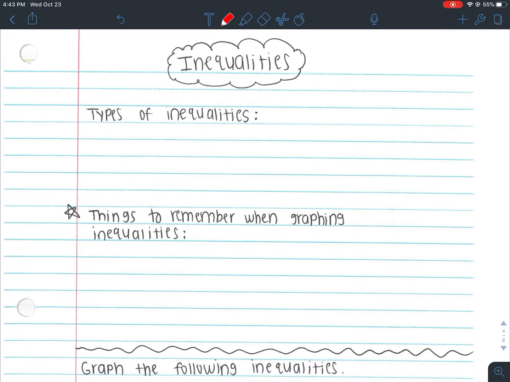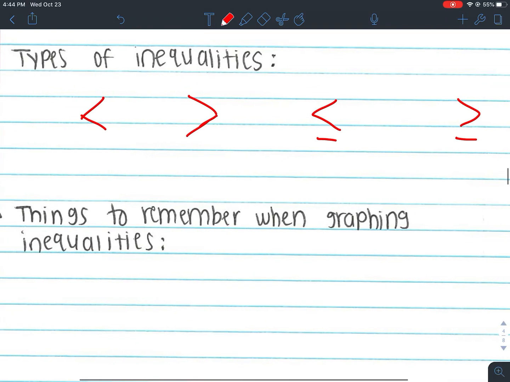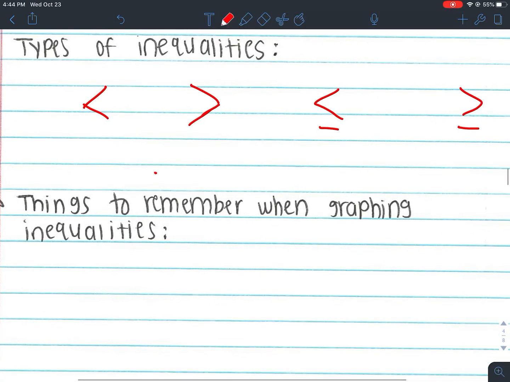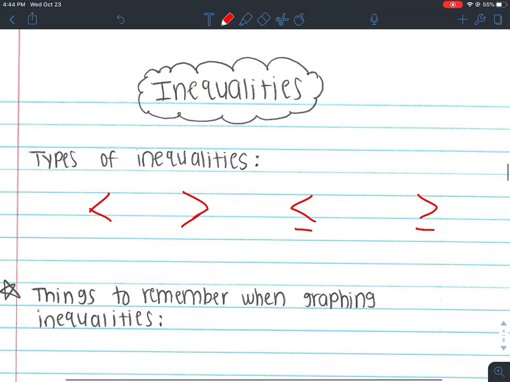Okay. Moving on to the second part of the video, we're going to talk about graphing inequalities. Before we graph inequality lines, we need to first talk about inequalities. So there's 4 types of inequalities that we know of. We have this inequality, this inequality, that, and this. Well, we need to identify what these are, right?